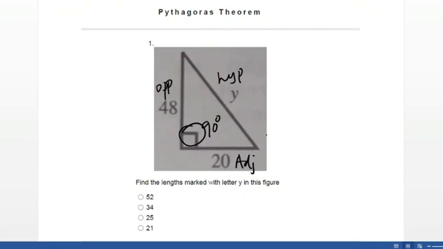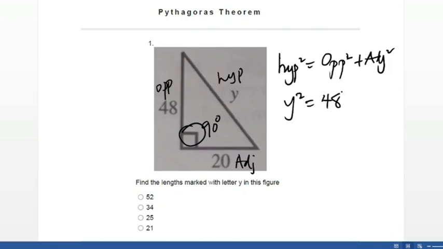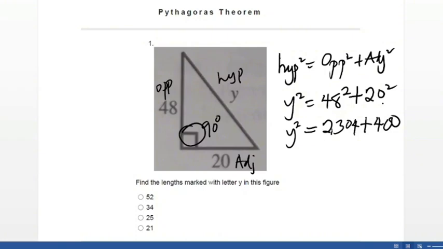So let's now look, what does the Pythagoras theorem say? It states that hypotenuse squared equals opposite squared plus what? Adjacent squared. So hypotenuse is y squared and the opposite is 48, then you square it, plus adjacent, which is 20 squared. So 48 squared now is 2304. That is, y squared equals 2304 plus 20 squared, that is 400. So we add the two together.